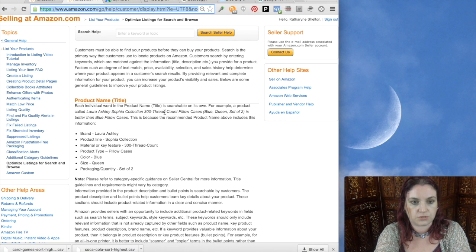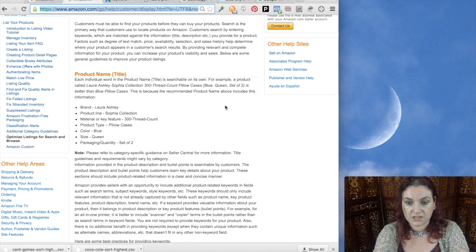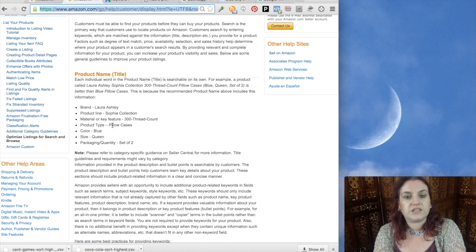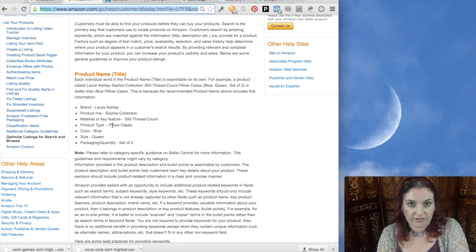It says each individual word in the product name or title is searchable on its own. And it gives you all of these very descriptive words in the title: Laura Ashley Sophia Collection 300 thread count pillowcases, Blue Queen set of 2. It says this is much better than "blue pillowcases", because the recommended product name above includes all this information. So they're telling us that they value the title very, very highly.